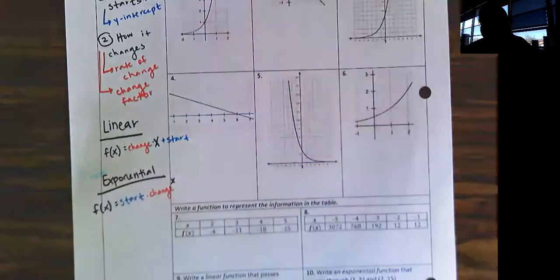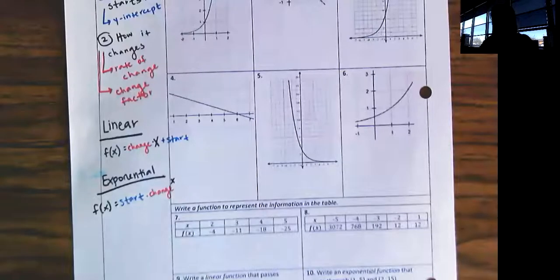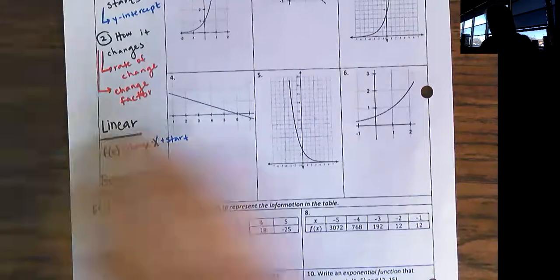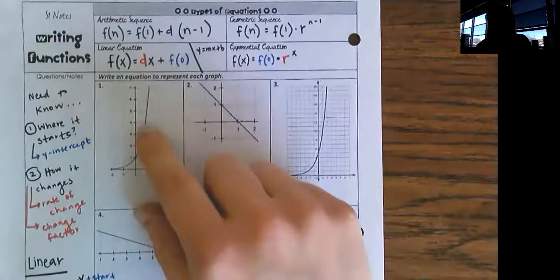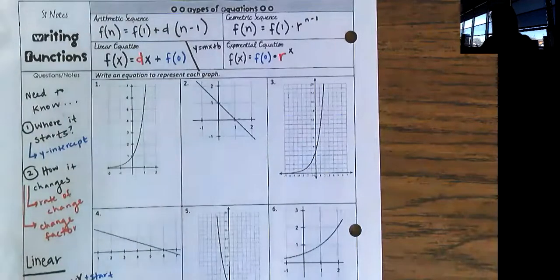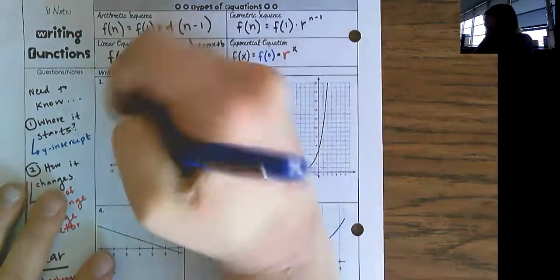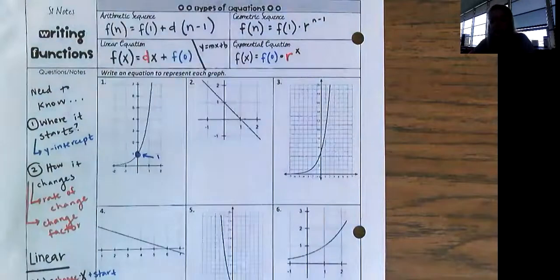Okay, so I'm going to use this stuff on these problems throughout this homework assignment. So we are going to be finding where it starts and how it changes on every problem. So let's start with number 1. Where does number 1 start? Well, my y-intercept is right here. It starts at 1. And then how does it change?